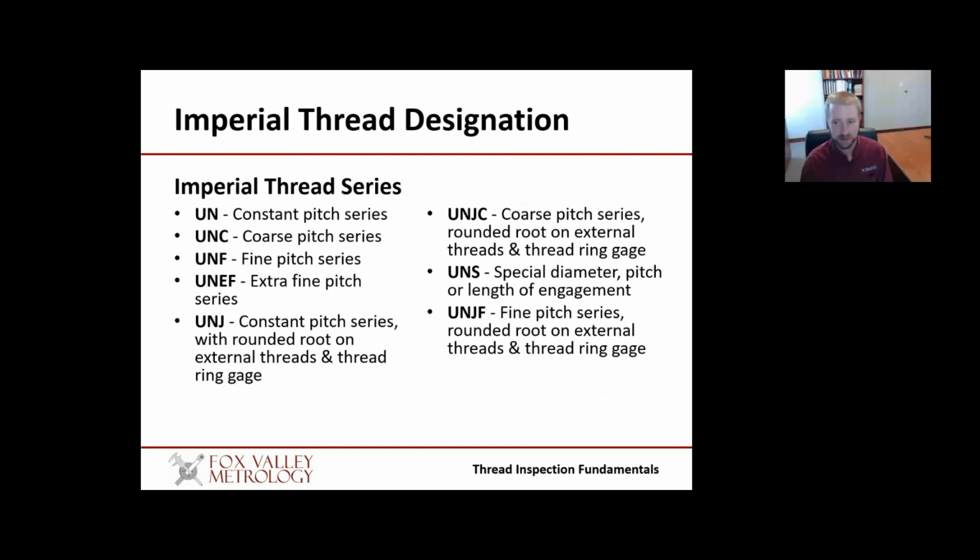UNJF is the fine pitch series with a rounded root on external threads and thread ring gauges. And UNJEF is an extra fine pitch series with a rounded root on external threads and thread ring gauges. So as you can see, each one of these calls out something a little bit differently, generally speaking, with how the pitch is done, as well as the roots, et cetera. Not that you guys need to learn and know what every single one of these designations are. Most of them are going to fit within the first couple of listings that you see on this page.